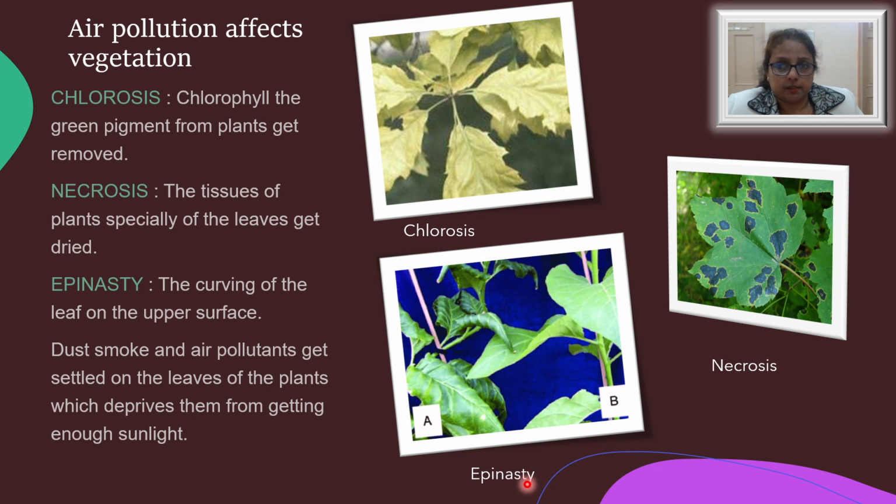and the process is known as epinasty. Dust, smoke, and air pollutants get settled on the leaves of the plants, and that also deprives the plants of getting enough sunlight, thereby depriving the plants of producing enough food for the entire plant. As a result, the plant is likely to wither or die in a few days.